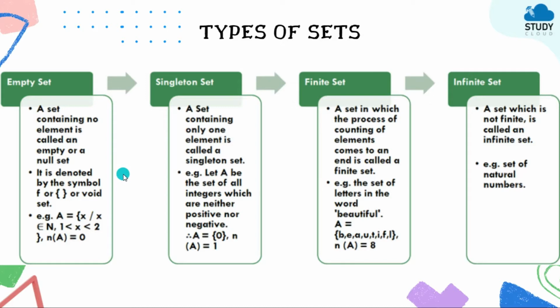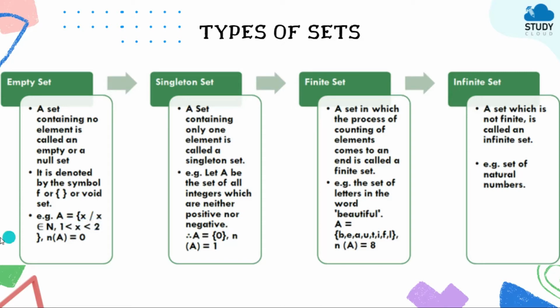When there are no elements in a set, it is known as empty set or null set, and it is denoted like this. You can see the bracket, there is nothing written here. Or it can be termed void set also. Let's take one example.